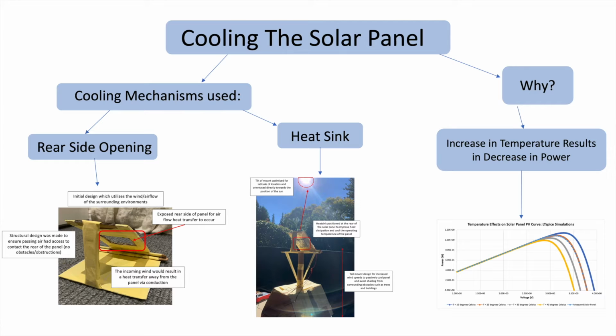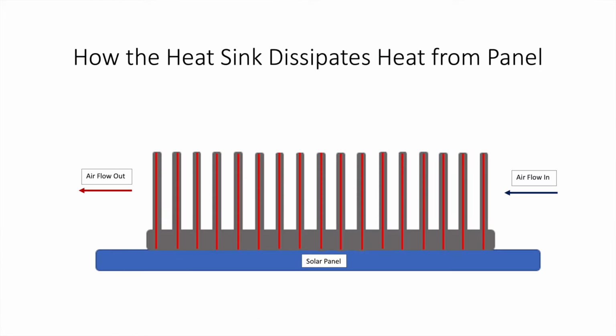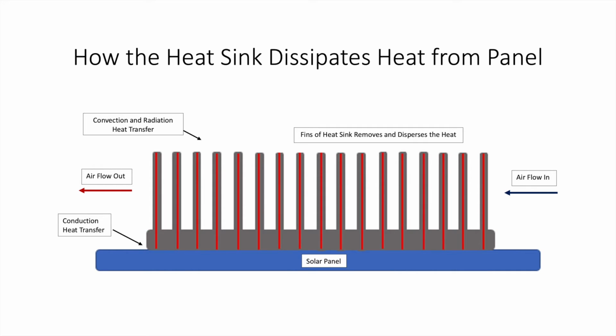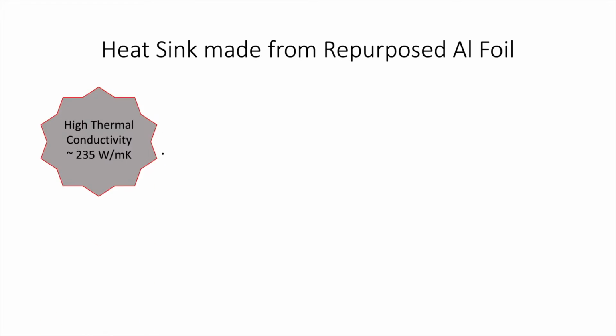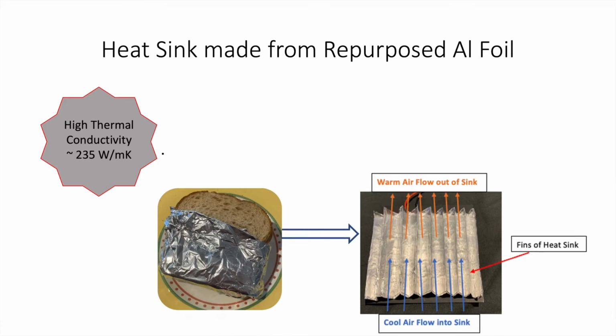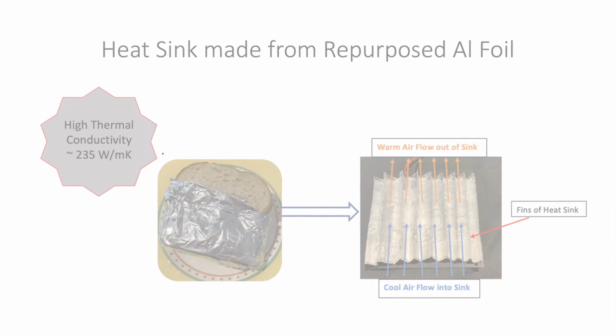To ensure that the panel is maintained at cool temperatures, cooling mechanisms such as openings at the rear of the panel for airflow access and the use of a heatsink for effective heat transfer were deployed. The use of the heatsink involved the heat located at the rear of the solar panel to be transferred to the heatsink via conduction, which is then transferred to the surrounding environment by convection and radiation at the fins. Since aluminium has a high thermal conductivity, strips of aluminium foil initially used for insulating foods were repurposed.